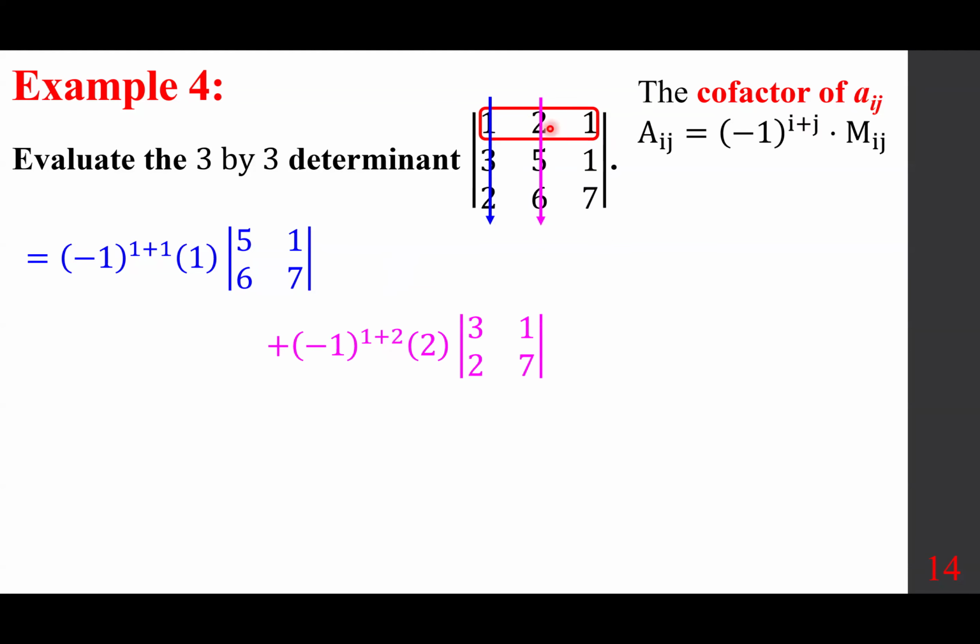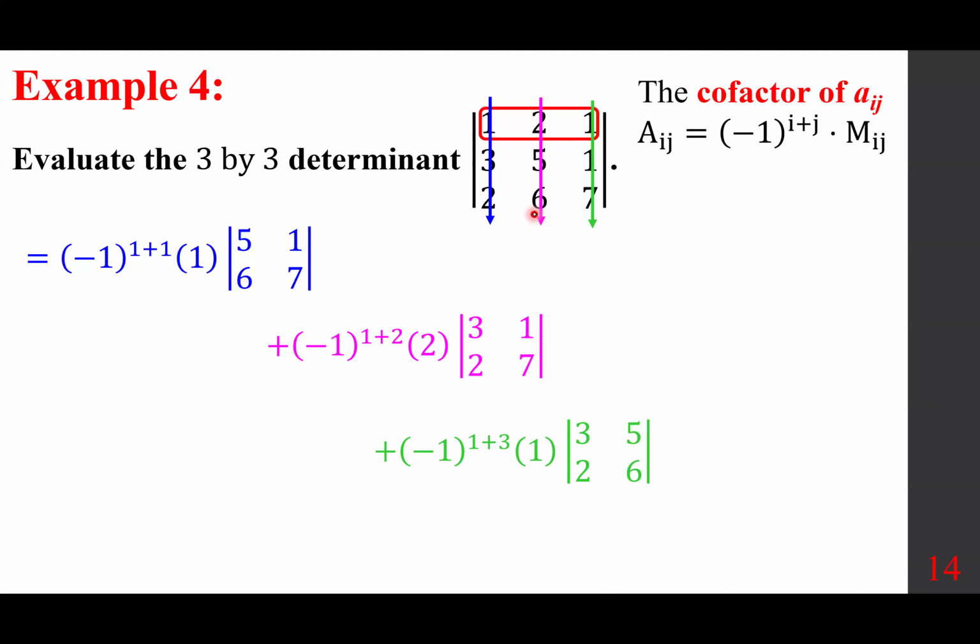Minus 1 to the power of 1 plus 2 times 2, which alternates. And this is the determinant. What about this one? That means this is left. So minus 1, or just plus negative 1 to the power of 1 plus 3. So it makes it plus 1 times, because it's being raised to the power of i plus j, which is 4, which is even. So it becomes plus times 1, and then the determinant of this.